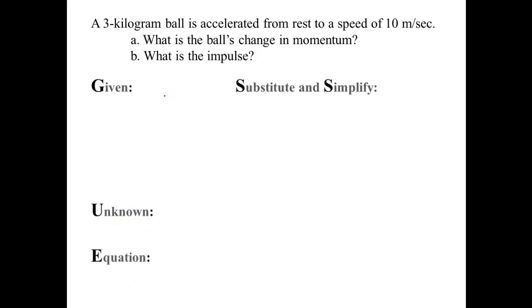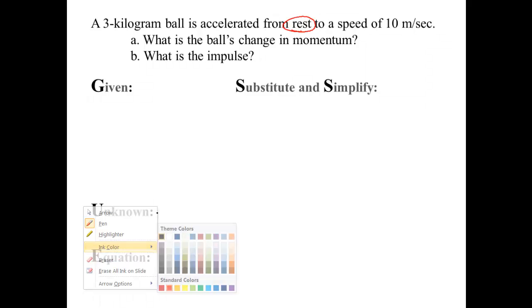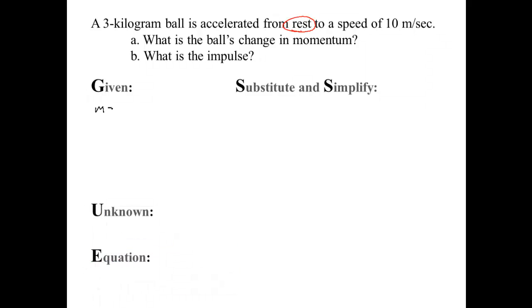A 3 kilogram ball is accelerated from rest to a speed of 10 meters per second. And to be honest, this word right here is a key word. It means velocity, and in this case, velocity initial. So we have a mass, that is 3 kilograms. We have a velocity initial. The rest tells us that that is 0 meters per second. We have a velocity final, and that equals 10 meters per second.